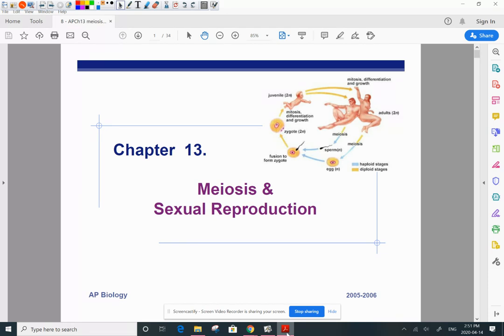Today we're going to start talking about meiosis and sexual reproduction. So we've already learned about mitosis, so we've got some similarities and differences that we're going to clue into here. Now, again, these notes are from an AP Biology teacher named Kim Foglia. And in your textbook, this stuff is actually chapter 16 on meiosis and sexual reproduction.